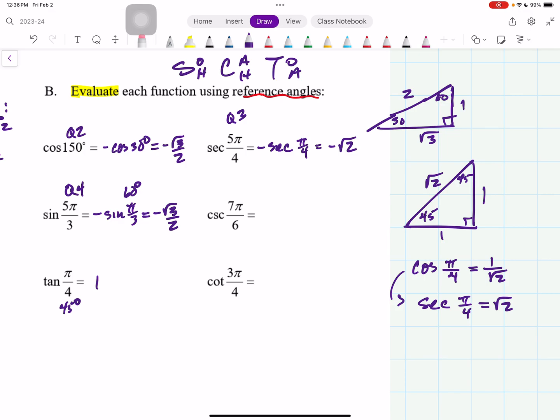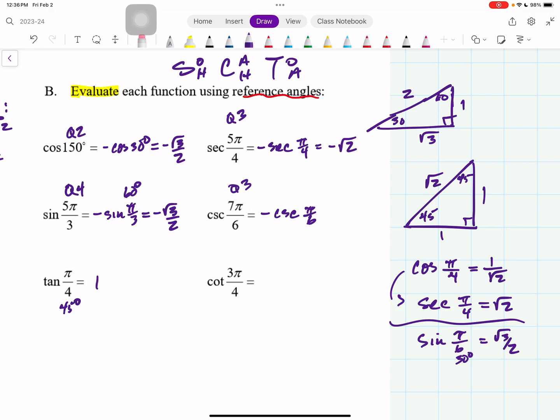Okay, next one, cosecant of 7 pi 6. Now cosecant is the reciprocal of sine. So now I'm thinking, the reference angle for 7/6 pi is pi 6, which is 30 degrees. The sine of pi 6 is rad 3 over 2 here. Now this is quadrant 3. Sine is negative there, so this is going to be negative cosecant of your reference angle, pi 6. So to evaluate this, you want to know what sine of pi 6 is and then reciprocate it.